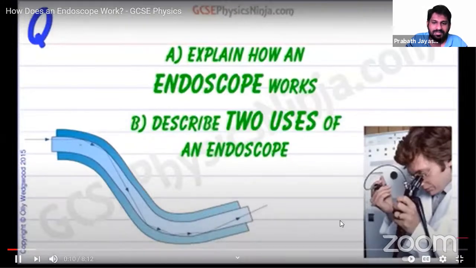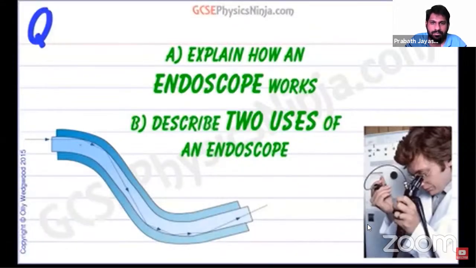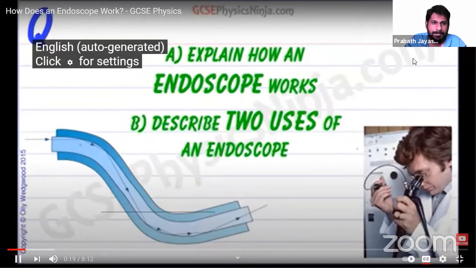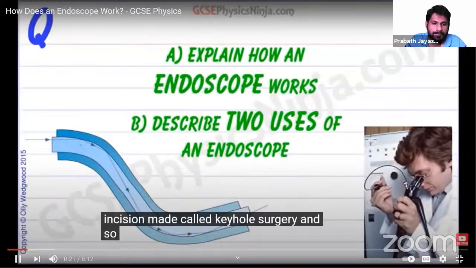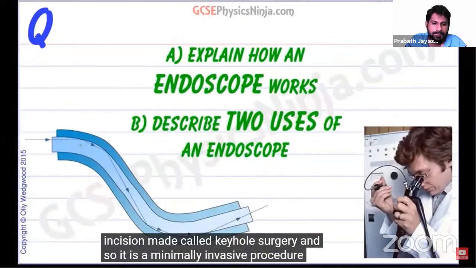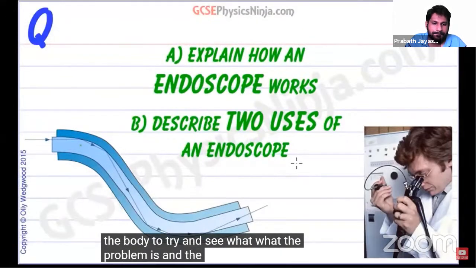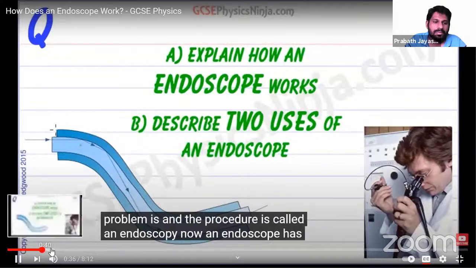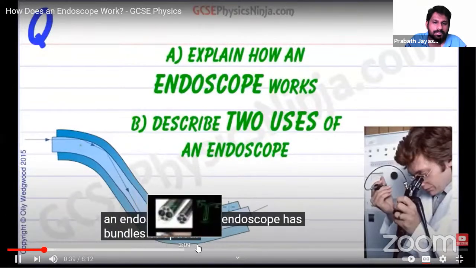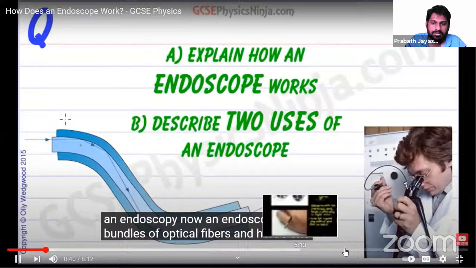Inside the body directly through the natural openings in the body, for example, down the mouth, or through a small incision made, called keyhole surgery. So it's a minimally invasive procedure, and it's much better than slicing open the body to try and see what the problem is. And the procedure is called an endoscopy. Now, an endoscope has bundles of optical fibers. Here's one optical fiber.